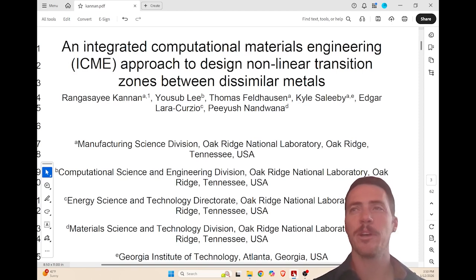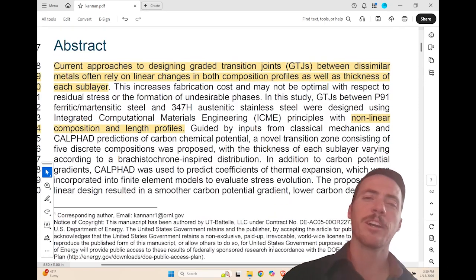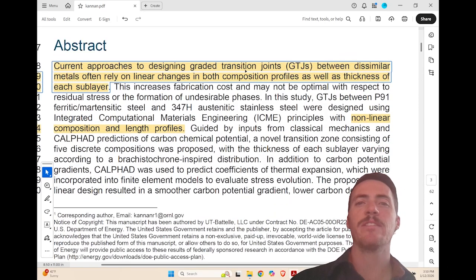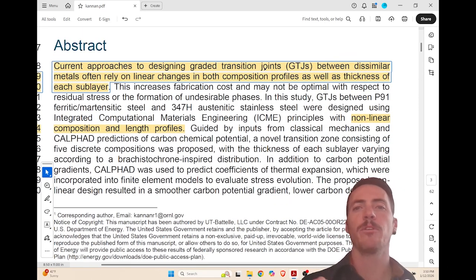It fundamentally asks the question, if you're dealing with a nonlinear phenomenon, such as the transition in zones between two different metals that get joined together, why are we using a series of linear composition steps to adjust it instead of nonlinear ones, right? What we're talking about here is graded transition joints between different metals.